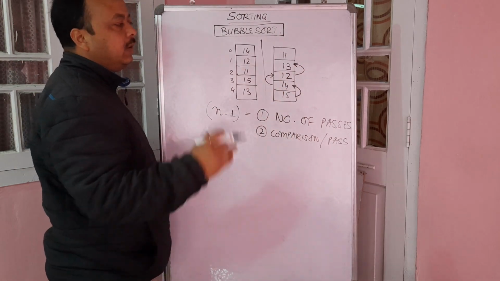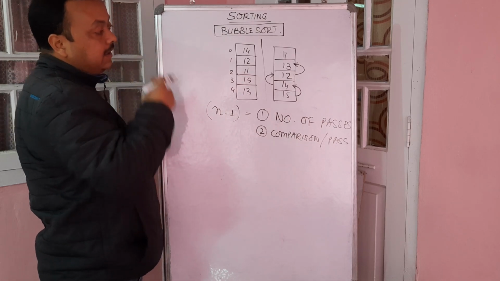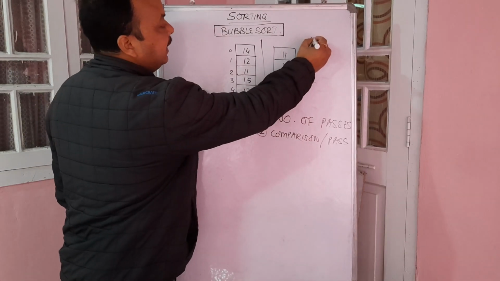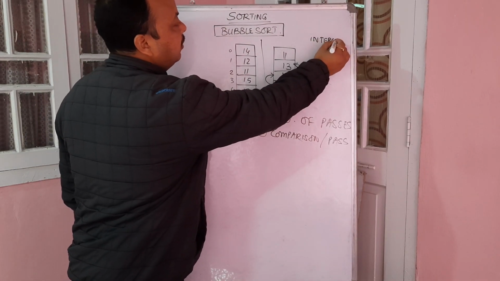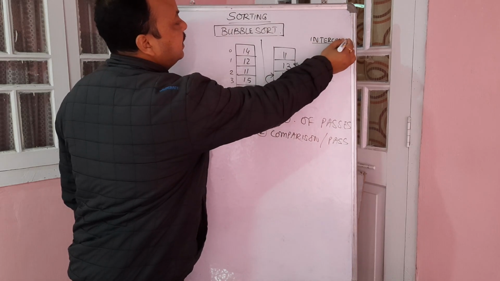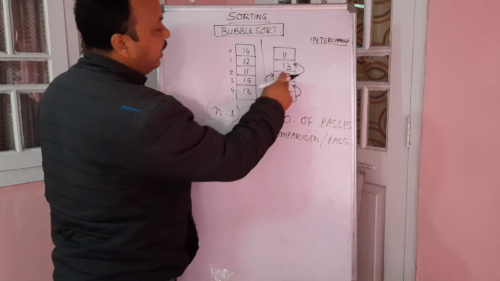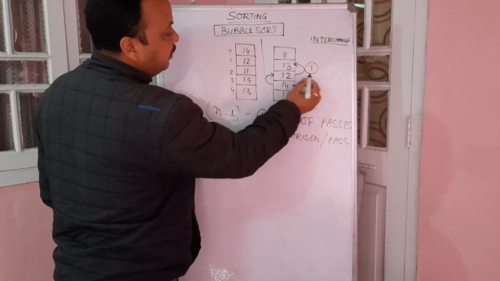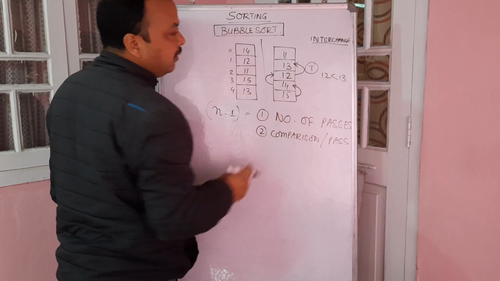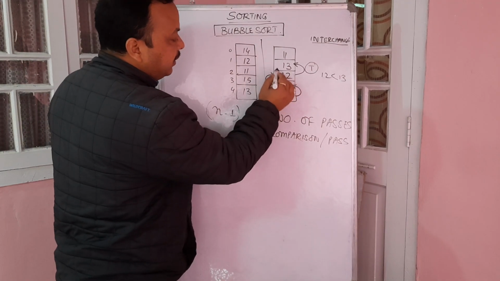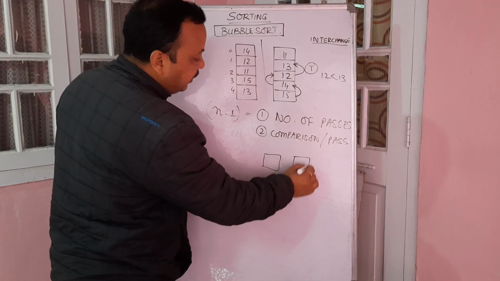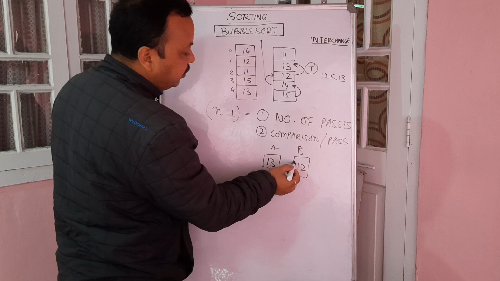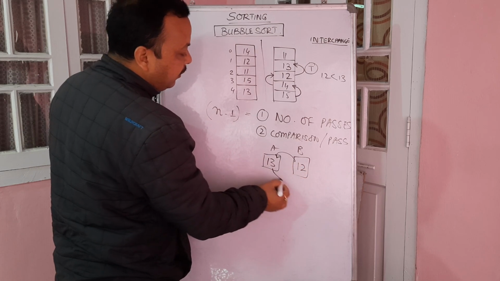Yesterday one of my students sent a message on WhatsApp that she's finding some difficulty in understanding what this interchange is all about. I won't take the name, but in general I'll try to explain why we need to interchange. We're comparing: is 12 smaller than 13? It is true. This condition that we're checking, 12 less than 13, is true. If it is true, we need to transfer. So I have two variables, say A and B. One has 13, one has 12, and I want to interchange. I want to send 12 here and I want to send 13 here.